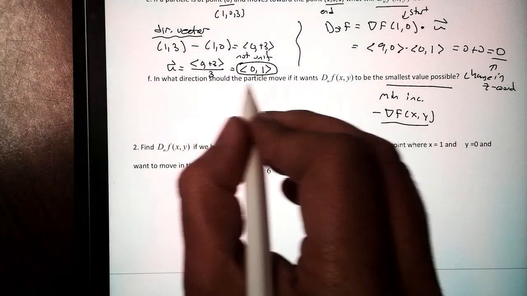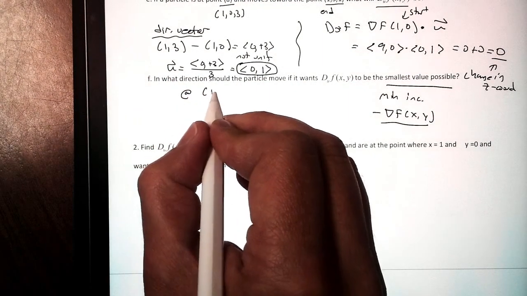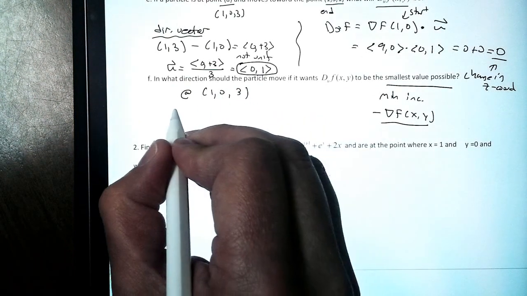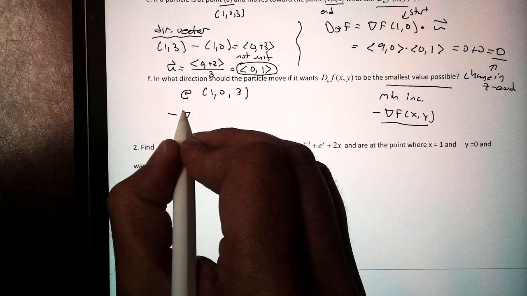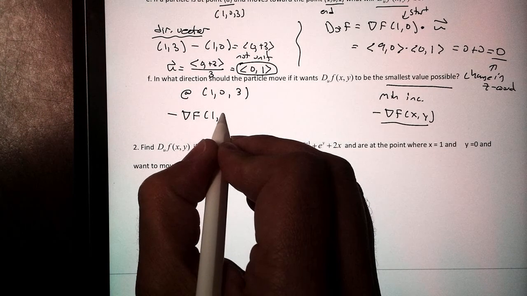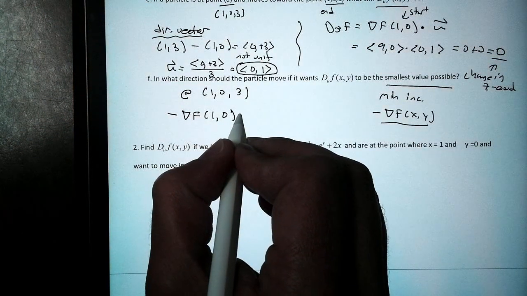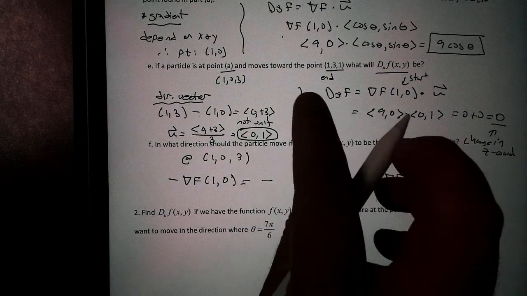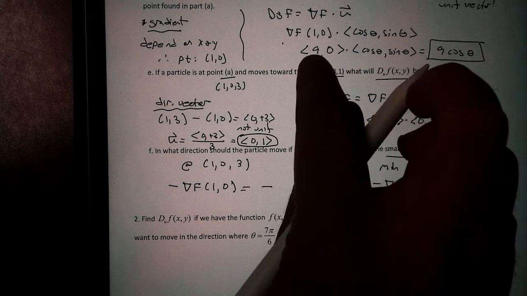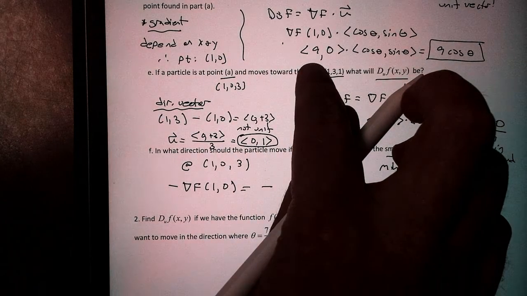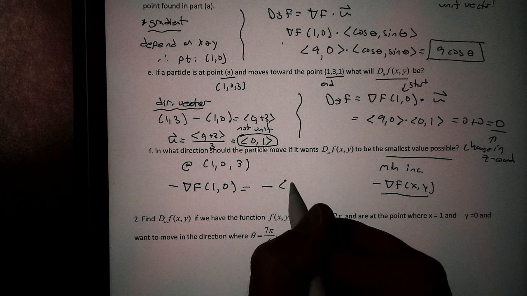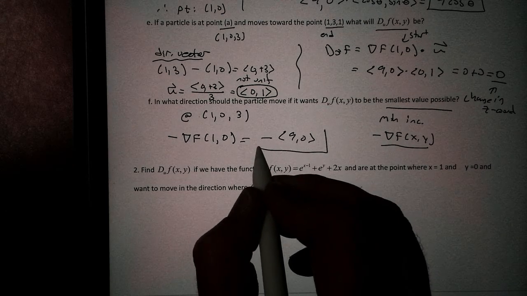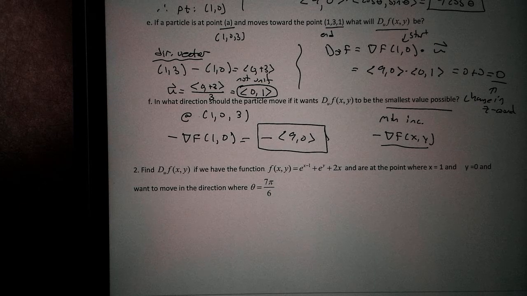So, if I'm at the point 1, 0, 3, right? We're at the point 1, 0, 3. So I want the minimum, I will get negative del of F at 1, 0. And remember, if we take a look up here, del of F at 1, 0, we already know that's 9, 0. So it's negative of 9, 0. And there we have it. There's our answer. So that would give us the direction of minimum increase.